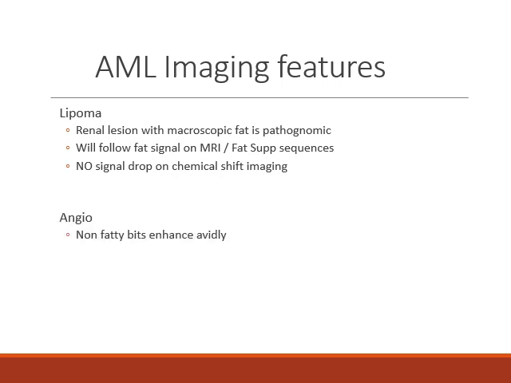The angio means it's full of blood vessels, so any non-fatty bits of the AML are going to be very avidly enhancing. And finally, the myo is smooth muscle components, so you're going to expect these to be low signal on T2 MR. That's all very straightforward, and none of that is particularly interesting, but things get more interesting in two instances.